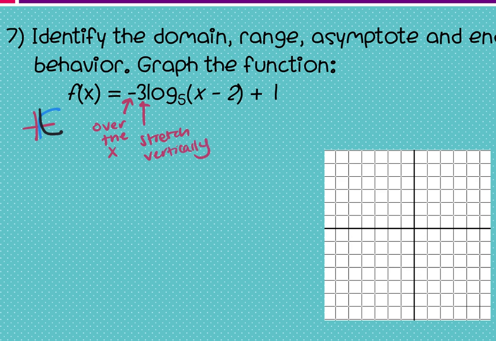I won't mark it wrong if you don't give me the factor, but if you give me the factor and it's the wrong factor, I will mark you wrong. So be careful there. It should be by a factor of 3. Then the minus 2 inside is to the right 2, and the plus 1 at the end is up 1.